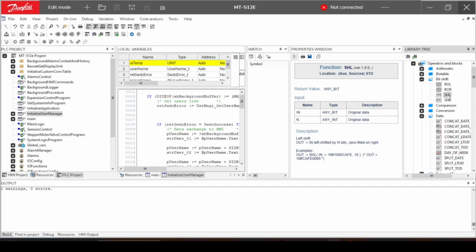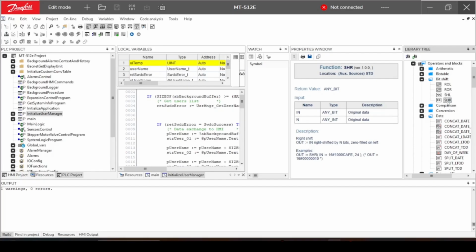In Alsmart Design, SHL has two inputs. IN, the original value, and N, the number of bit positions to shift. SHL is commonly used when building communication words or positioning individual bits inside registers.